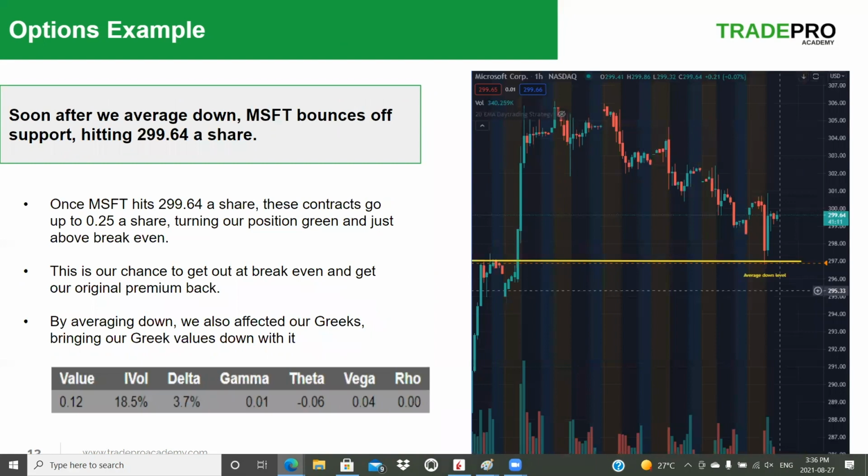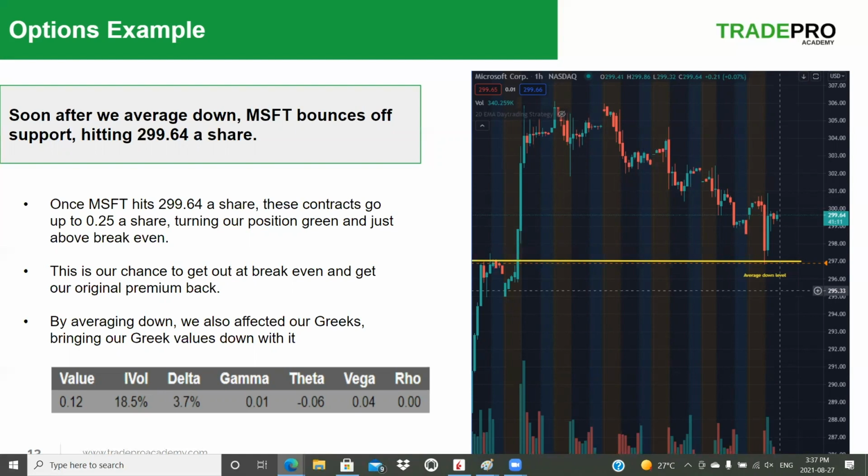Soon after we average down, Microsoft bounces off support, as you can see, and it hits $299.64 a share. It hasn't quite taken back 300, but it was a hard bounce, as you can see on the 1 hour chart. Once Microsoft hits $299.64 a share, these contracts go to 25 cents a share, turning our position green and just above break even. So this is our chance to get out at break even and get our original premium back.